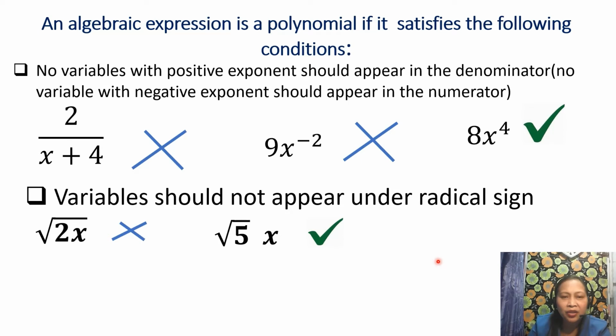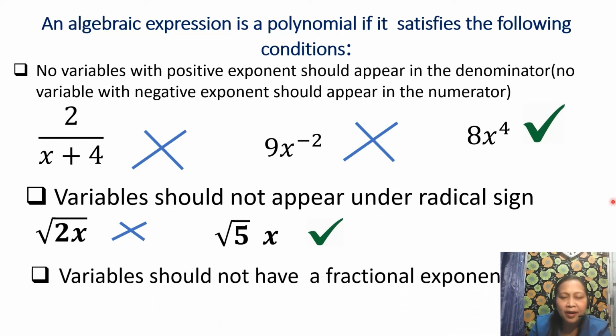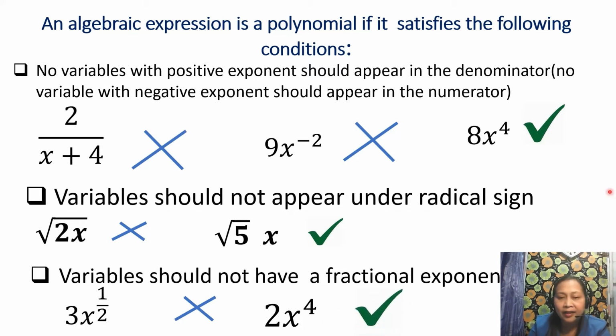The third condition is variables should not have a fractional exponent. For example, 3x to the power of 1/2. Is this a polynomial or not a polynomial? Not a polynomial because the exponent is a fraction. How about this one? 2x raised to 4. Is this a polynomial or not a polynomial? Yes, a polynomial. Why? Because the exponent is a whole number, not a fraction.